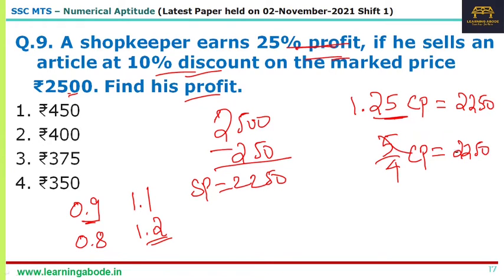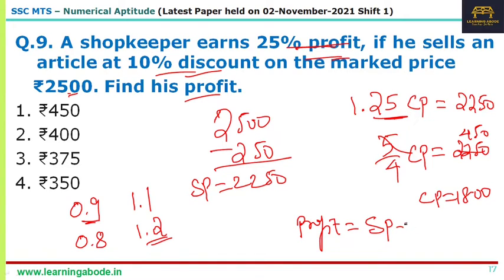So if you simplify, this is like 450. You get the cost price is 1800. So what is asked is find the profit. We know the formula: when you get profit, it is selling price minus cost price. The selling price is 2250 minus cost price 1800. That's a difference of 450. That's answer option 1 for question number 9.